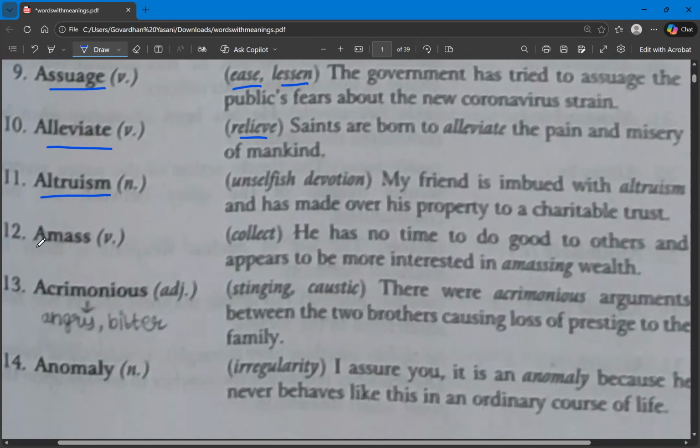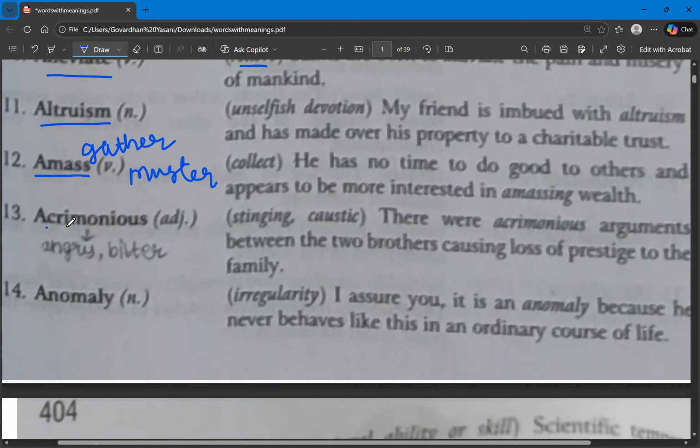And the next one we have is amass. Amass means collecting, gathering, mustering. These are all synonyms for the word amass. The next one is acrimonious. Acrimonious means something that is stinging, caustic, pungent, putrid. These are all bitter. These all mean the same, that is acrimonious. There were acrimonious arguments between the two brothers causing loss of prestige to the family. So in this sentence, it means angry or bitter arguments.